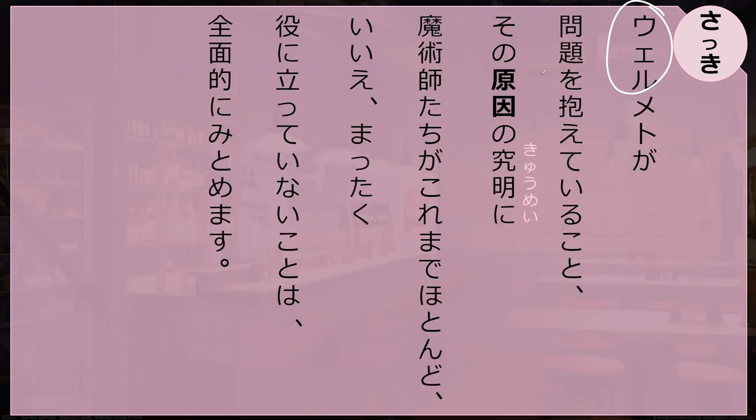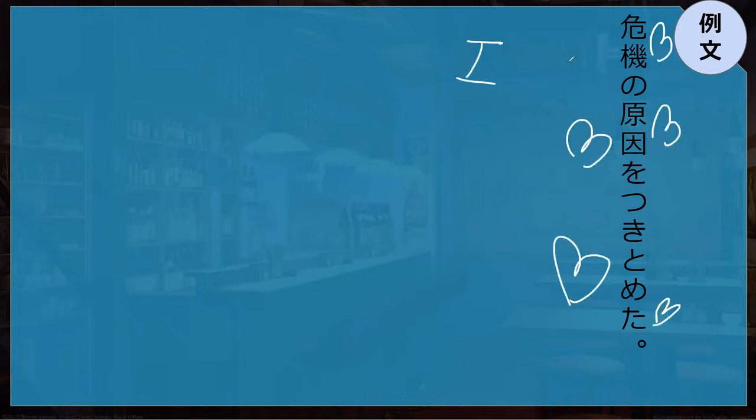What's this word in the bowl? Kiki, crisis. Yes, perfect. How about the next word in the bowl? Genin, the cause of something. Can you read this example sentence for me? Kiki no genin o tsukitometa. Determine the cause of the crisis.